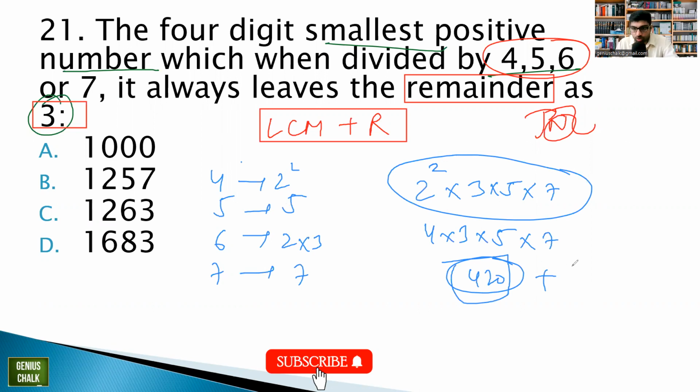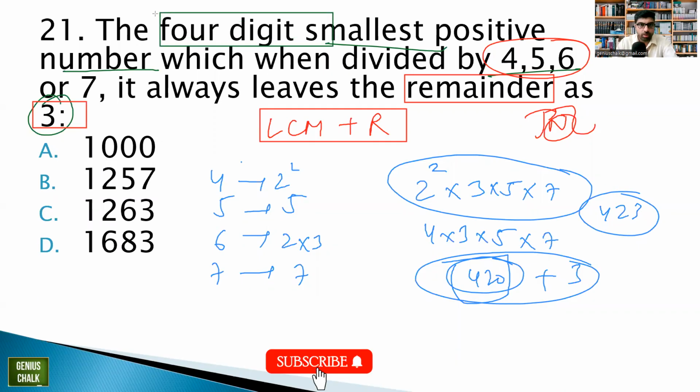Acha, if you see, this is 423, which is not in the options. Now what to do? That means 423 will not cancel this, right? Why is this not the answer? Because read the question very carefully. Another point, it says you have to find the smallest 4-digit number, and 423 is not a 4-digit number.